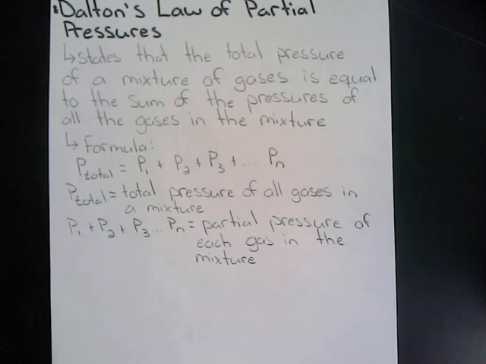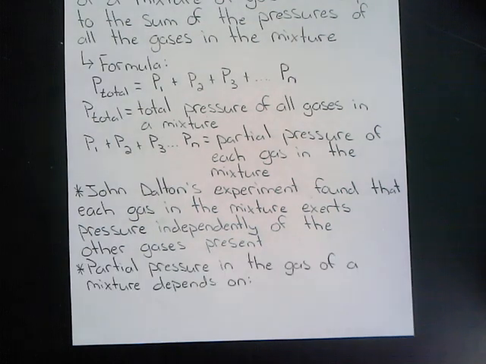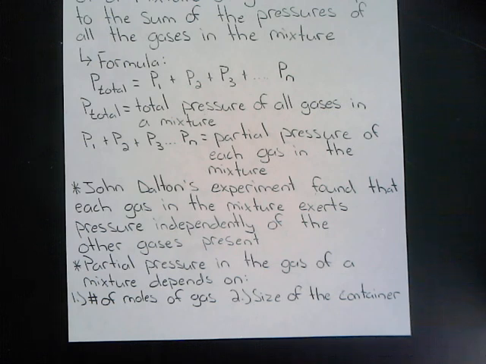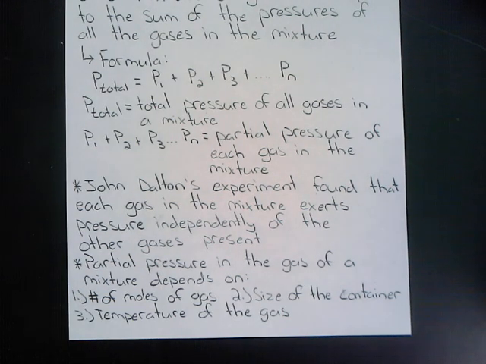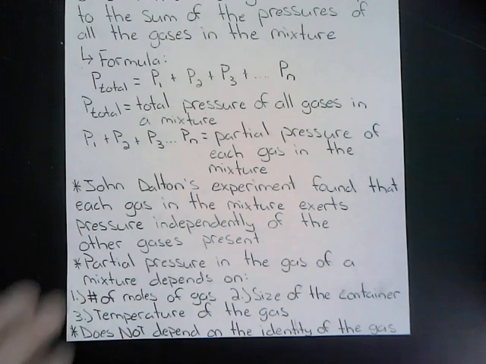Now, what we need to remember here is that when John Dalton conducted his experiments, he found that each gas in a mixture exerts pressure independently of other gases present in the mixture. So with that knowledge, we can determine that the partial pressure of a gas in a mixture is going to depend on the number of moles of gas, the size of the container, and the temperature of the gas. It does not depend on the identity of the gas in the mixture. So let's go ahead and try out Dalton's law of partial pressures in an example.